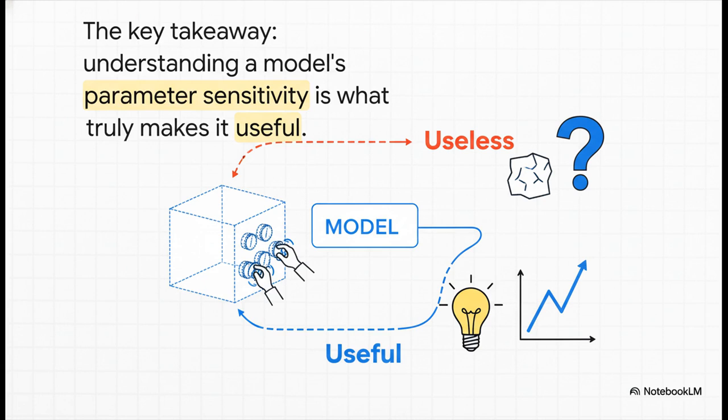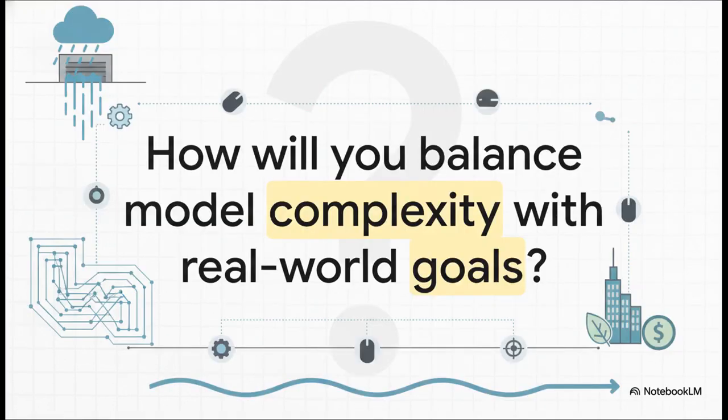Knowing which knobs have the biggest impact, knowing where the uncertainty is, that's what allows an engineer to use this powerful tool responsibly. So this leaves us with the one critical question that every single modeler has to face. Knowing that one decision, like your grid size, can swing your results by more than 50%, how are you going to balance the temptation to build a super complex model with the actual practical goals of your project? At the end of the day, it's not about finding the one right answer. It's about understanding which knobs you're turning and why.